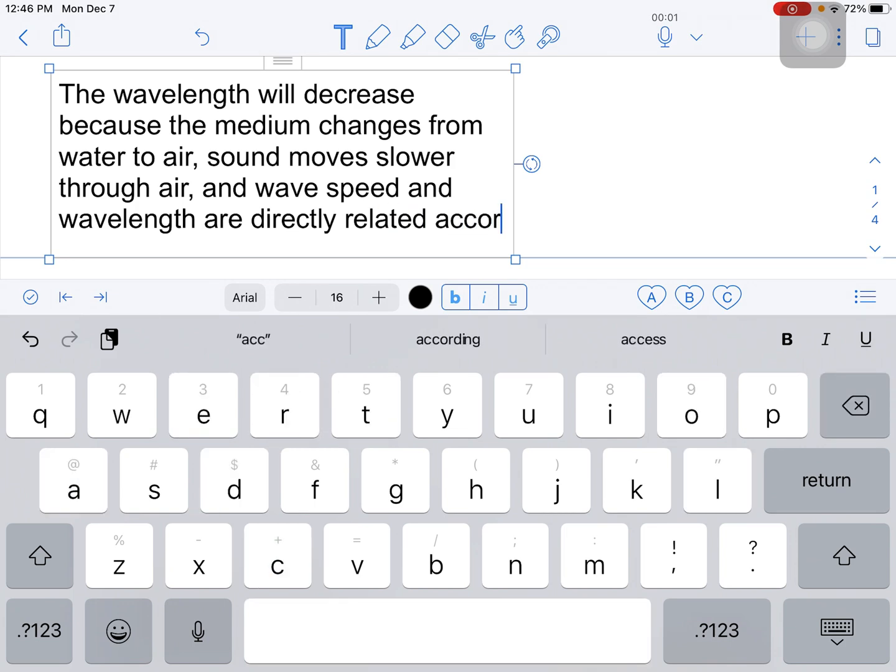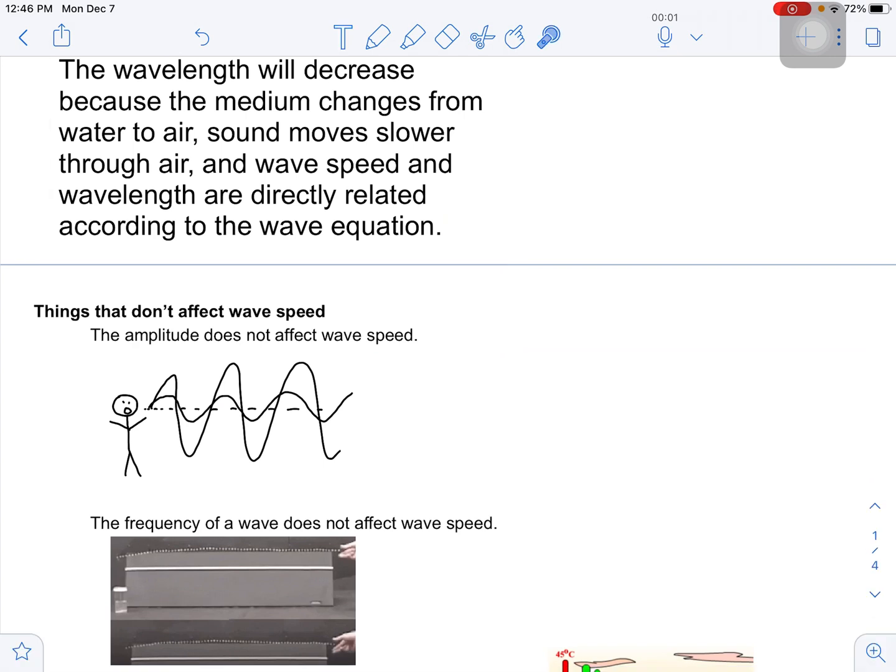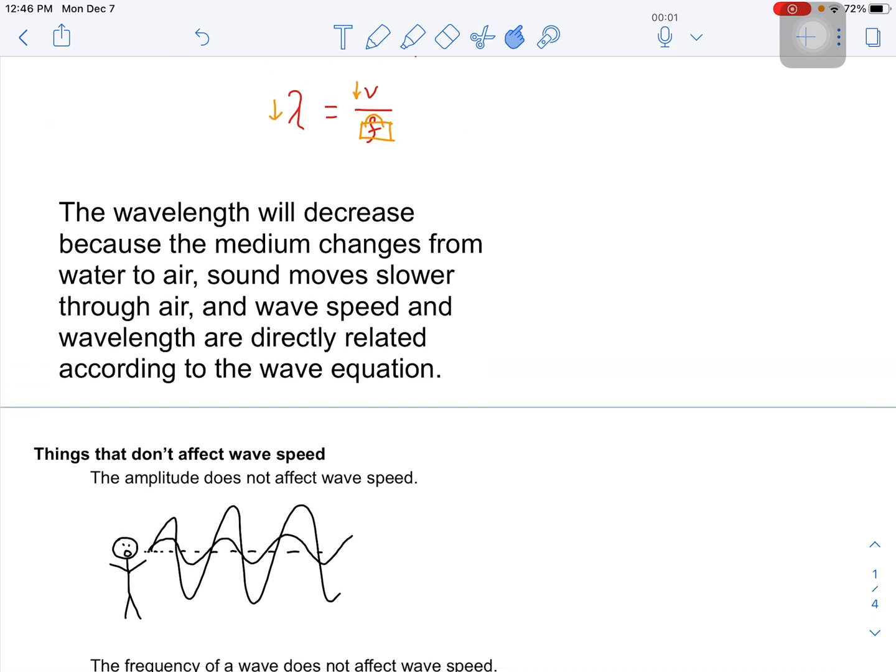Directly related according to the wave equation. Look at that. A claim with evidence and reasoning. That's a great answer right there. Make sure to write that down on yours.